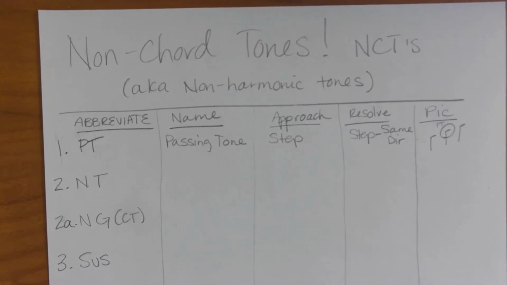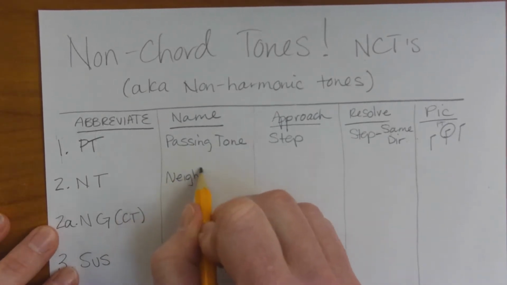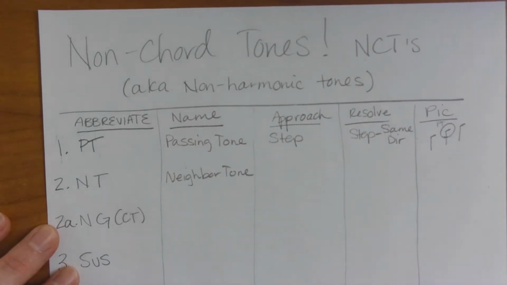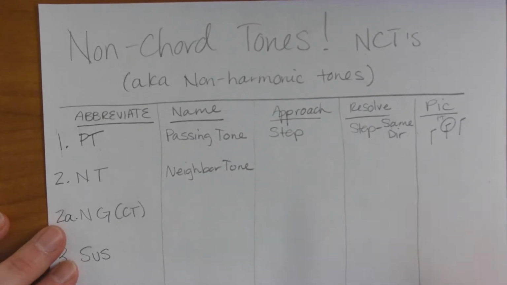Anything else you want to write down in your list? If you want to write scale over here, that could be very beneficial and helpful. All right, next one, a neighbor tone. Neighbor tones are very similar to passing tones, but instead of continuing up in the direction of a scale, you're going to go right back home where you came from.